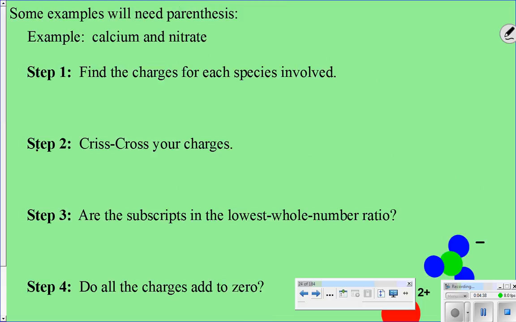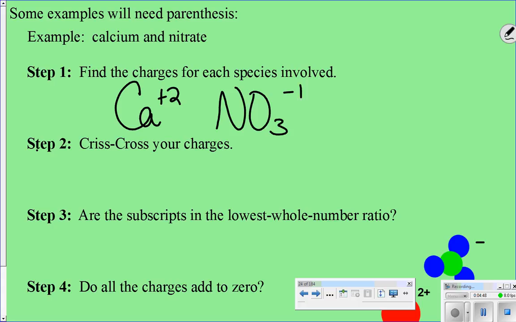We have to put together calcium nitrate, Ca+2, nitrate. Be really careful. Nitrate is different from nitrite.